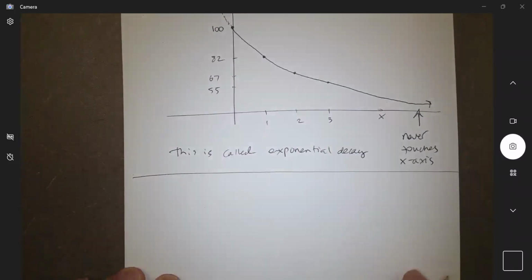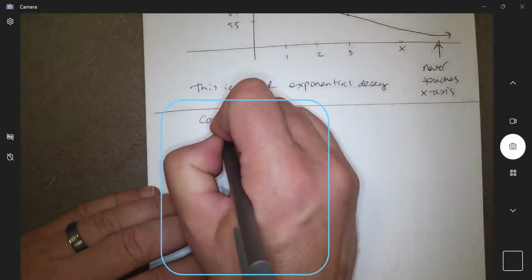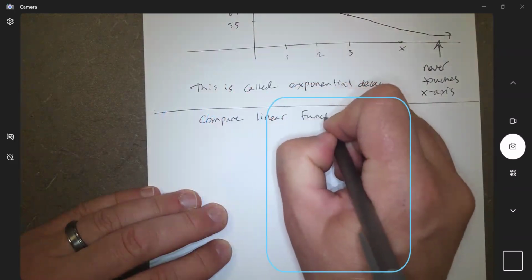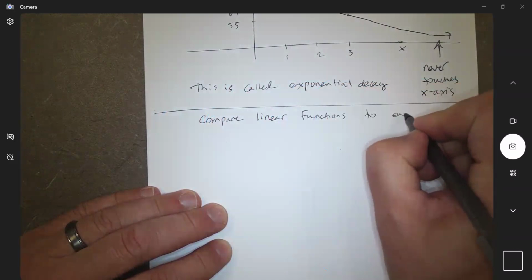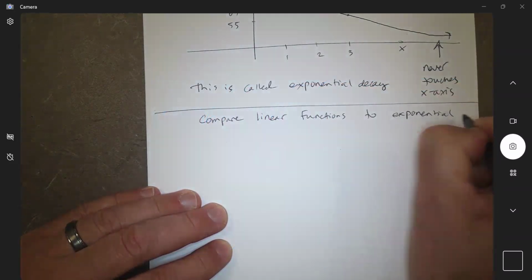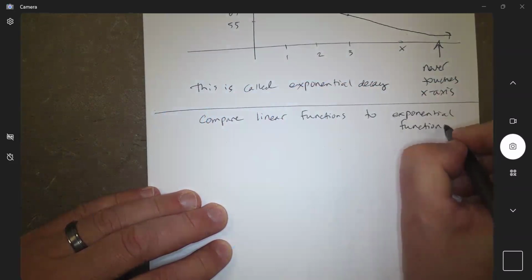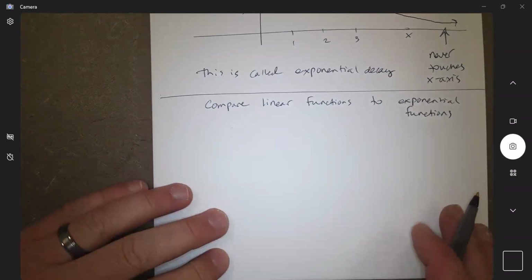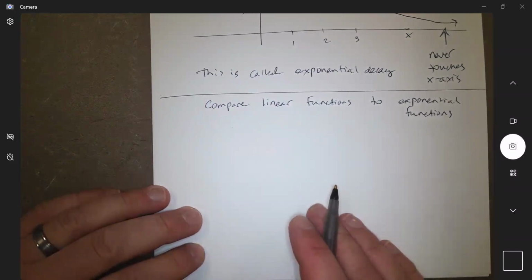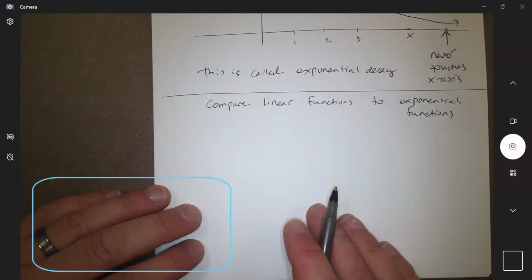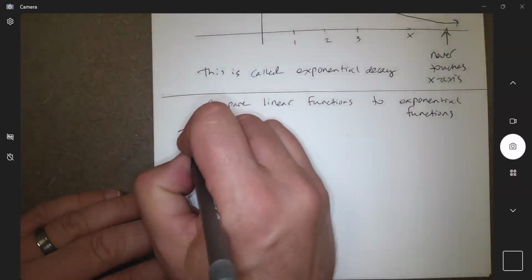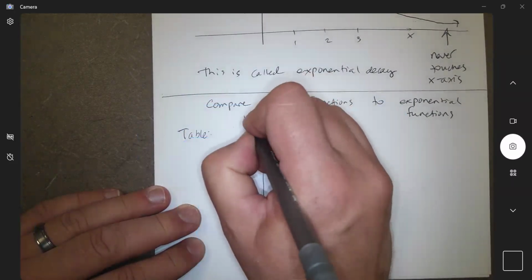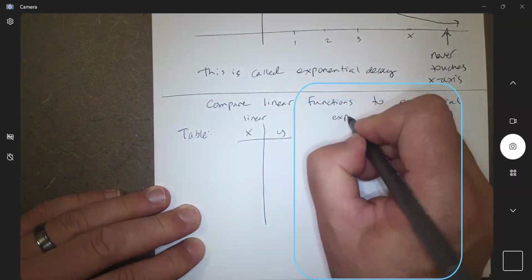All right, let's compare linear functions to exponential functions. And we're going to compare them in all 4 of the representations. I'm going to do the table form first. Compare linear to an exponential.